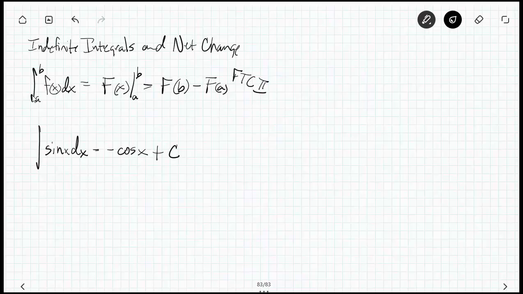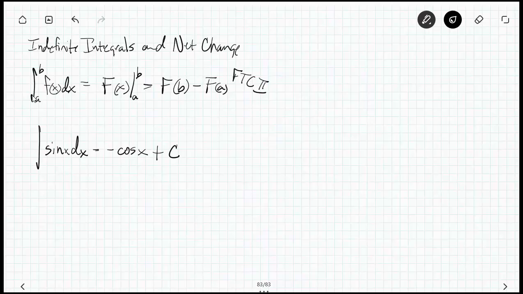Because if this c were 17, then the derivative of this would be sine x. If this c were 193 pi, then the derivative of this would be sine of x. So what I generate here is a family of functions whose derivative is sine of x. Remember, you can always check to see if your antiderivatives are correct or incorrect simply by taking the derivative, and you've got to get back to the integrand.